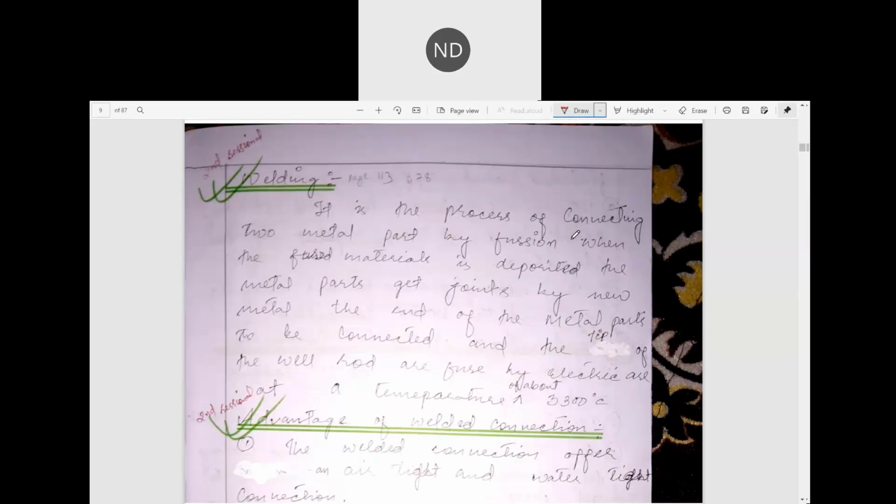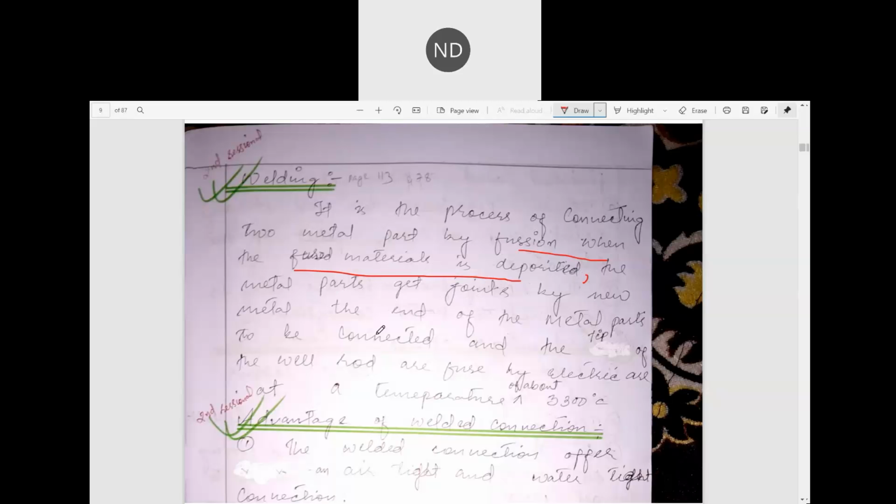Okay, so welding, what is welding? Welding is the process of connecting two metal parts by fusion. When the fused material is deposited, the metal parts get jointed by new metal.